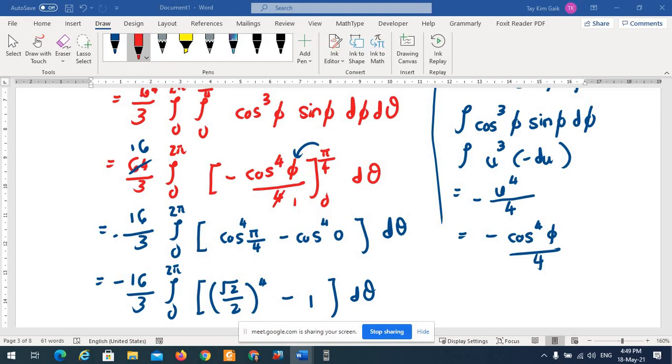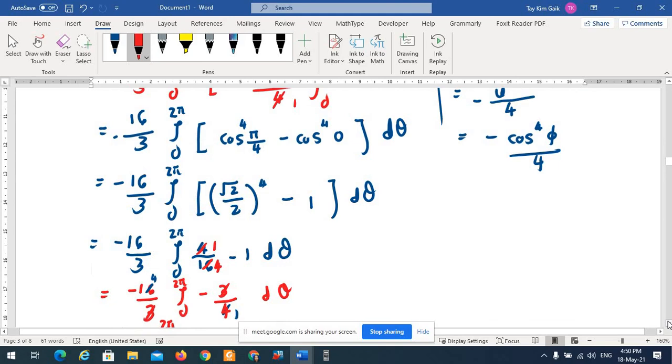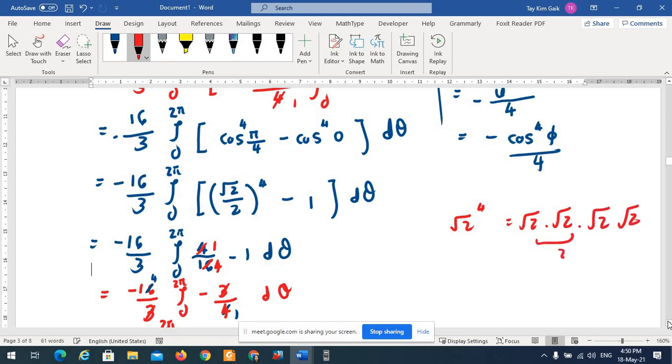Okay, and then 4 and this 64 we simplify, we get negative 16 over 3, and then later on we plug in the phi from 0 to pi over 4. So cos power 4 of pi over 4, cos pi over 4 is root 2 over 2, and then cos 0 is 1, so 1 power 4 is 1. Then root 2 over 2 power 4 is 4 over 16, so we have 1 over 4.